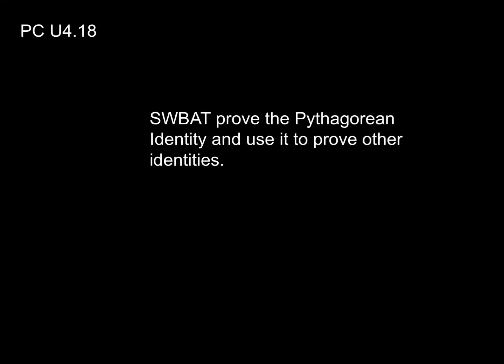Alright, welcome to 4.18. We're going to prove the Pythagorean identity and use it to prove other identities. And this is one of the more important things that we're learning in this unit, and it actually carries over into a lot of different areas of math. It's where the equation for a circle comes from, and it's overall just very, very useful. So we're almost at the end, but that doesn't mean what we're learning isn't incredibly important. In fact, I might say that this is the most important thing that we're learning in this unit.